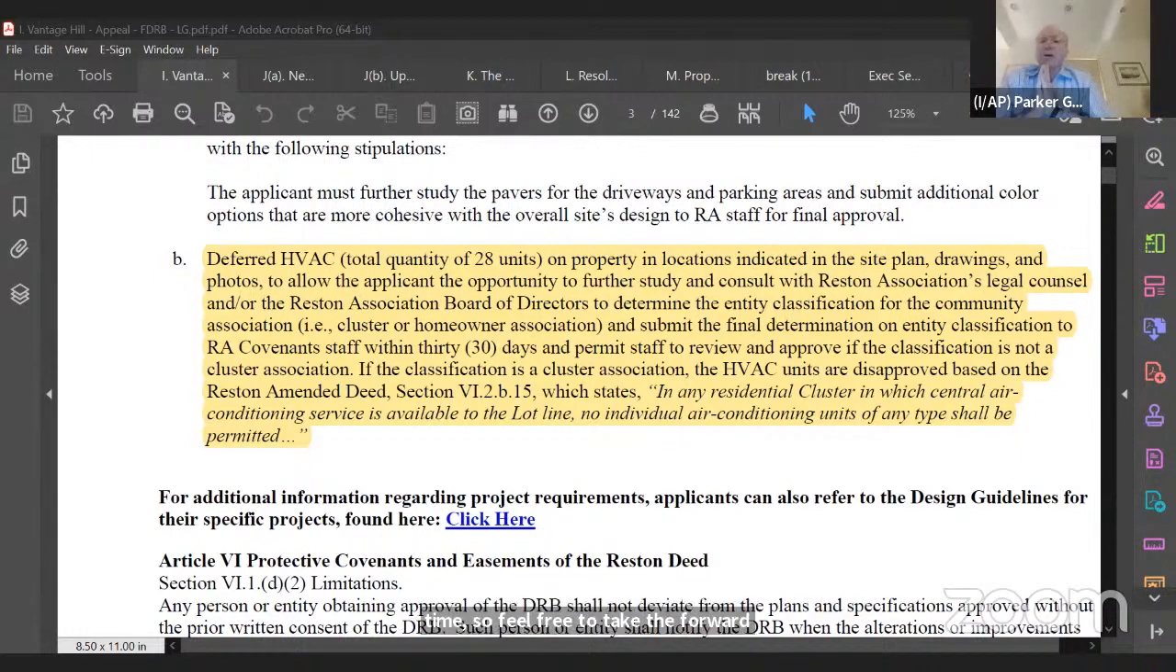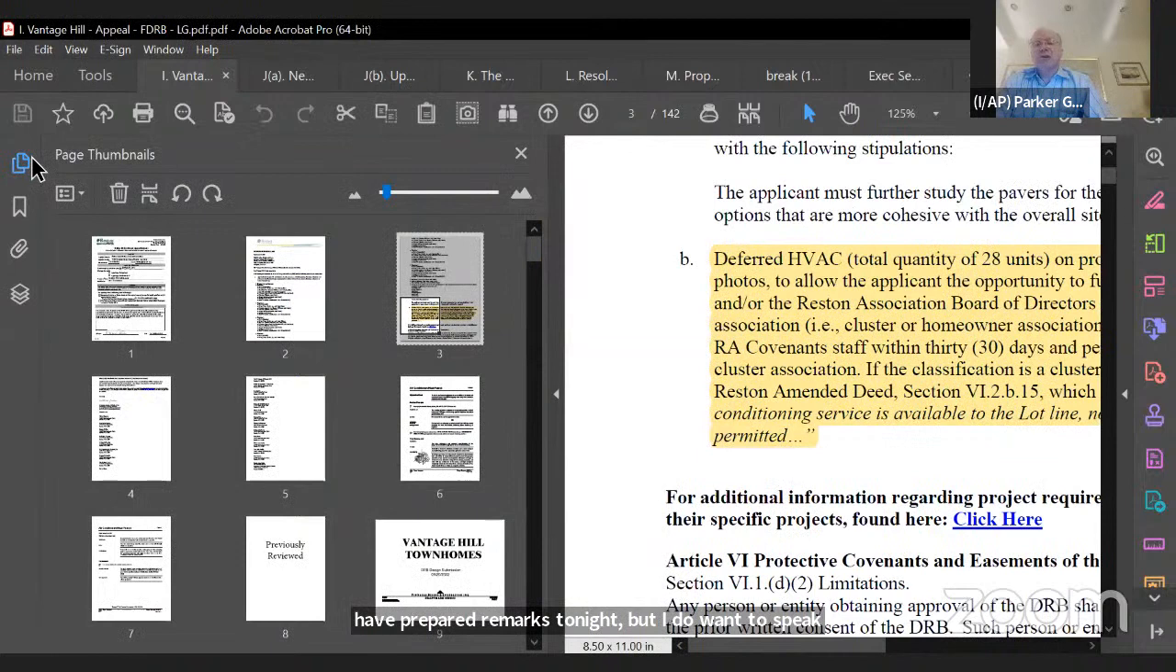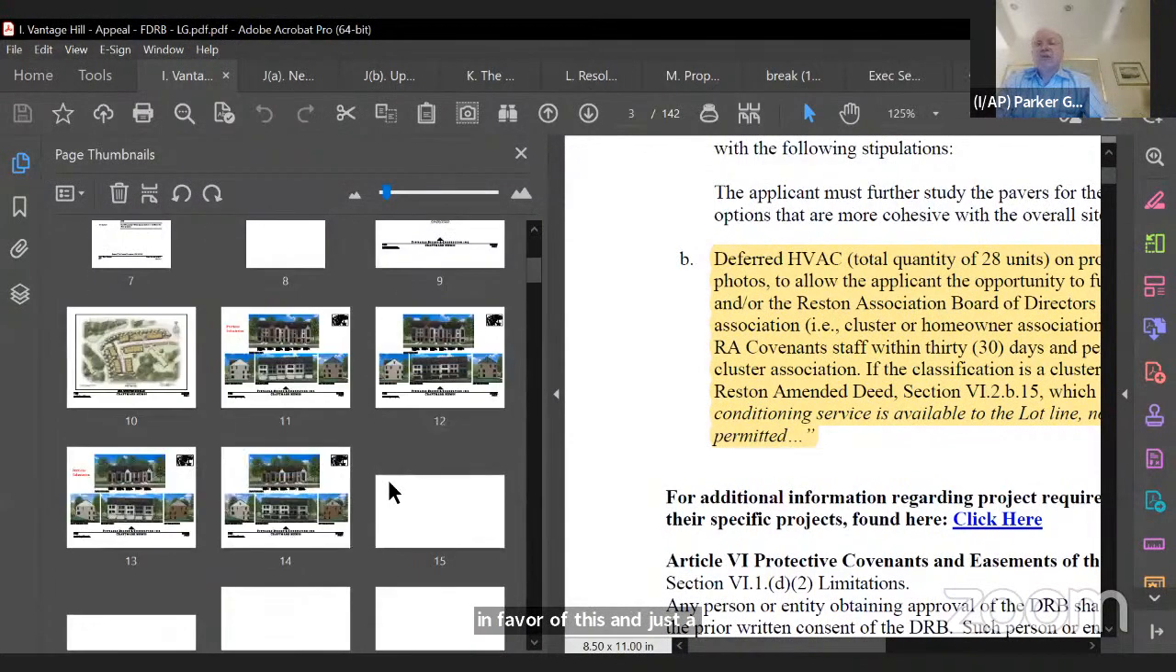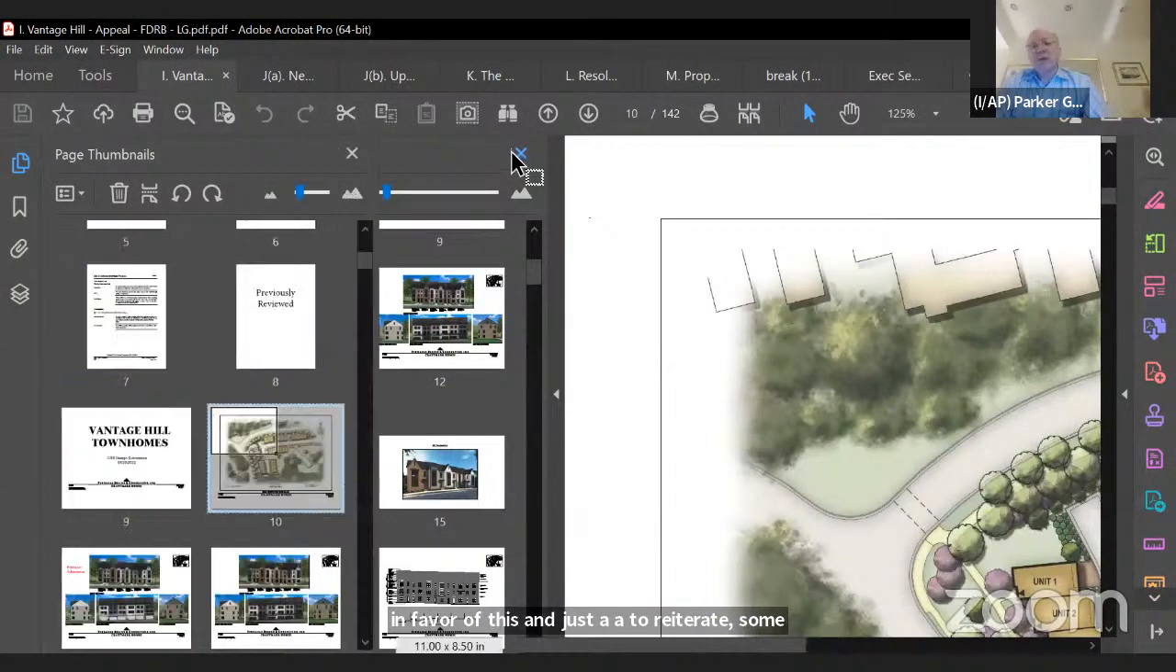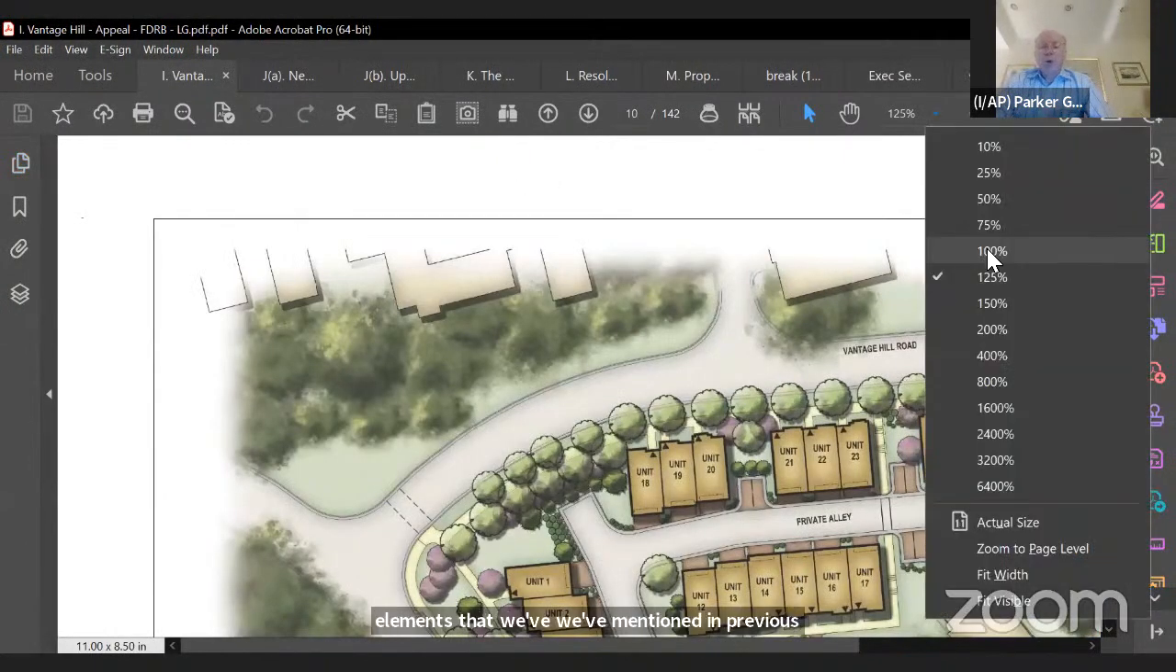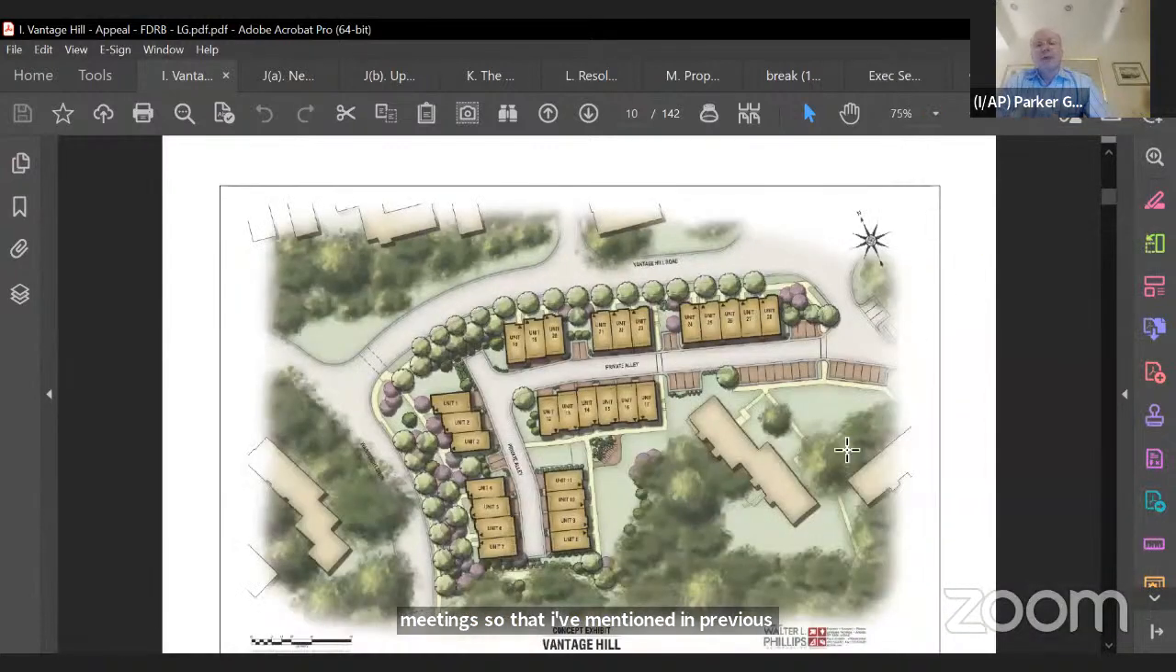Thank you very much. And I want to thank the board for your ongoing efforts to work with us. We've done everything we can to be responsive. I don't have prepared remarks tonight, but I do want to speak in favor of this and reiterate some elements that I've mentioned in previous meetings. We're working very hard to make sure that we accommodate as much input as we can. Our association is in really significant financial need for a responsible development to provide for capital improvements for our failing infrastructure so that we can continue to be one of the more affordable places for folks to move into in Reston.